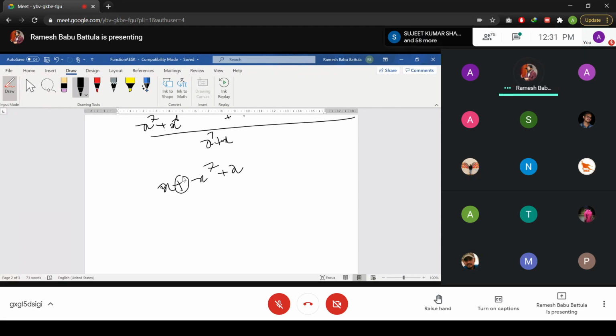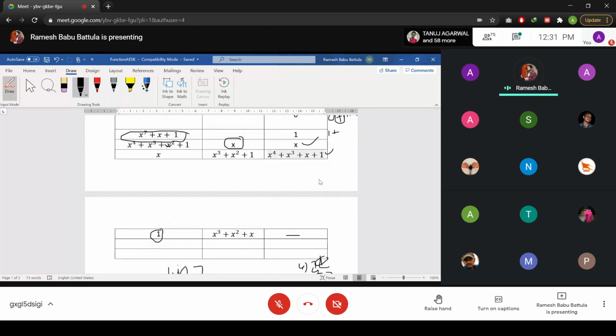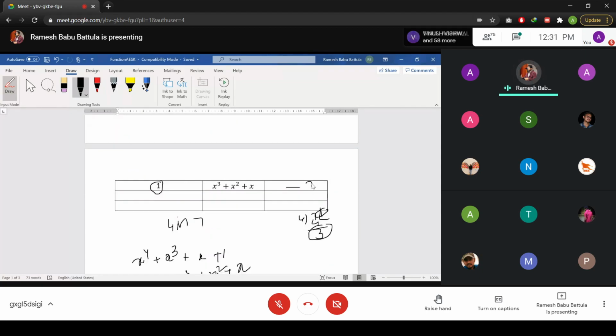XOR with this x. Then this x and this x both are going to be cancelled. Then the resultant value is going to be x to the power 7. So here this value is going to be x to the power 7.